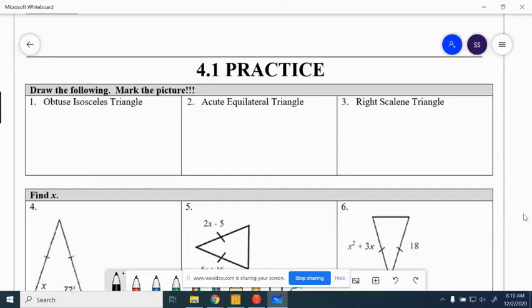Okay, here we go. This is Geometry 4.1 practice problems. First three, don't overthink these. We just have to draw a picture here. So number one, we're going to draw an obtuse isosceles triangle.